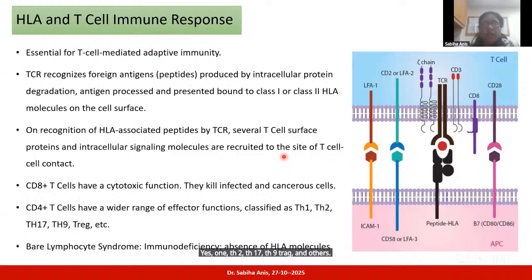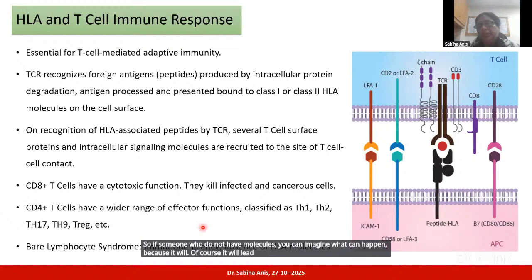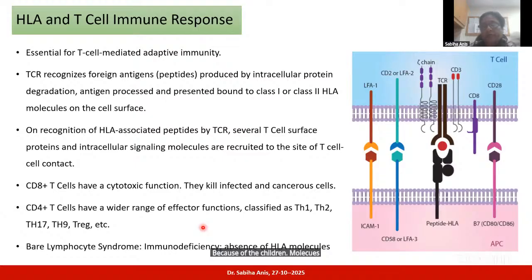So if someone does not have HLA molecules, you can imagine what can happen. Of course, it will lead to immunodeficiency, because these molecules are very important in our immune response, the T cell mediated immune response.